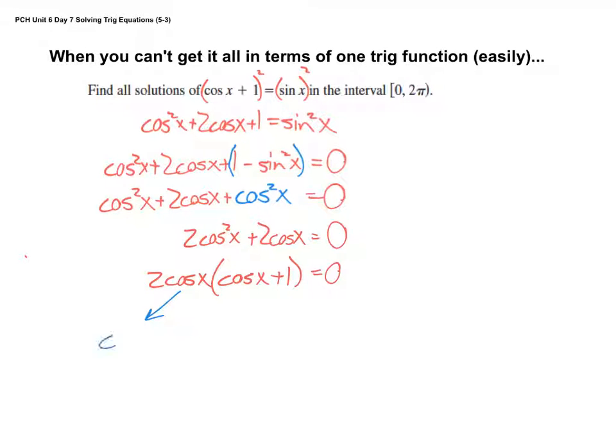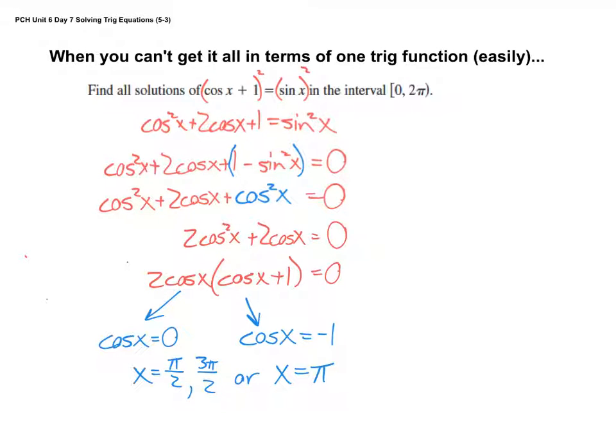So either cosine is 0, or 2 cosine is 0, but that just means cosine is 0, or cosine is negative 1. Okay? So where is cosine negative 1? It's going to be at pi. And where is cosine equal to 0? Pi over 2, 3 pi over 2. There we go.